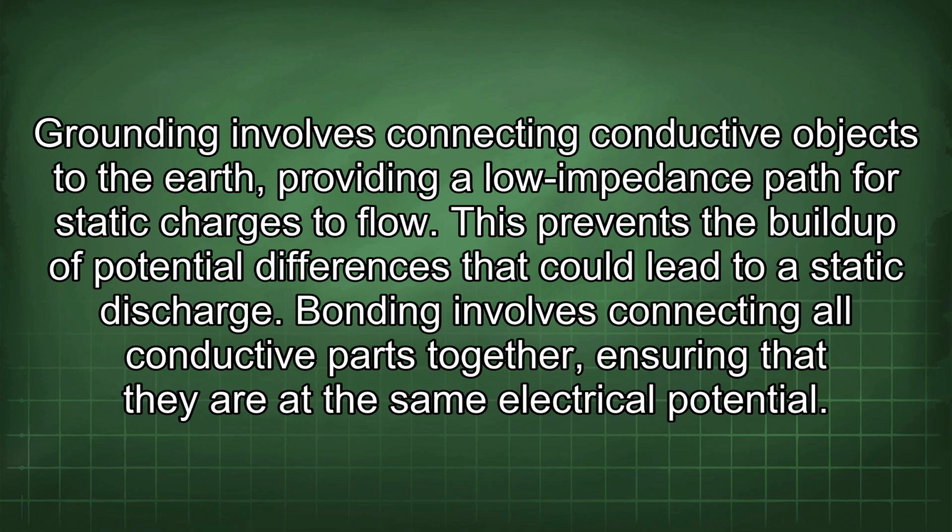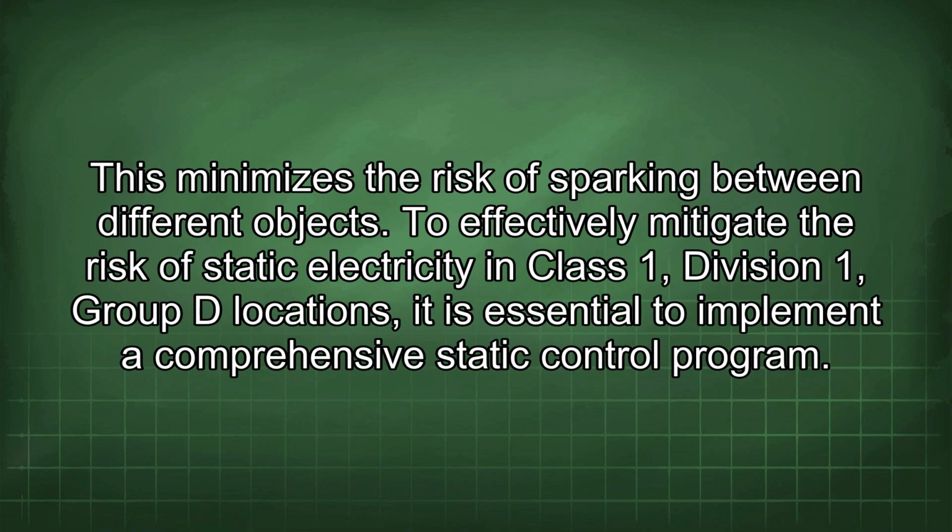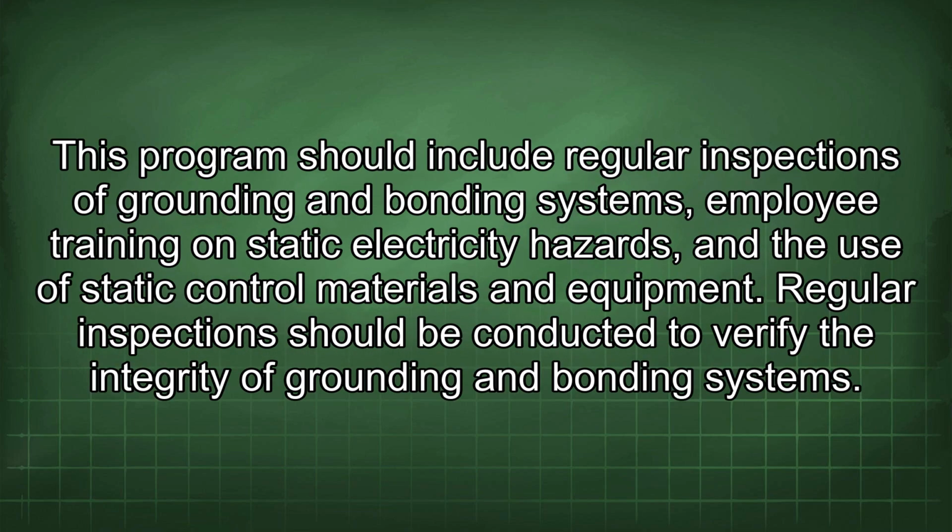Bonding involves connecting all conductive parts together, ensuring that they are at the same electrical potential. This minimizes the risk of sparking between different objects. To effectively mitigate the risk of static electricity in Class 1, Division 1, Group D locations, it is essential to implement a comprehensive static control program. This program should include regular inspections of grounding and bonding systems, employee training on static electricity hazards, and the use of static control materials and equipment.